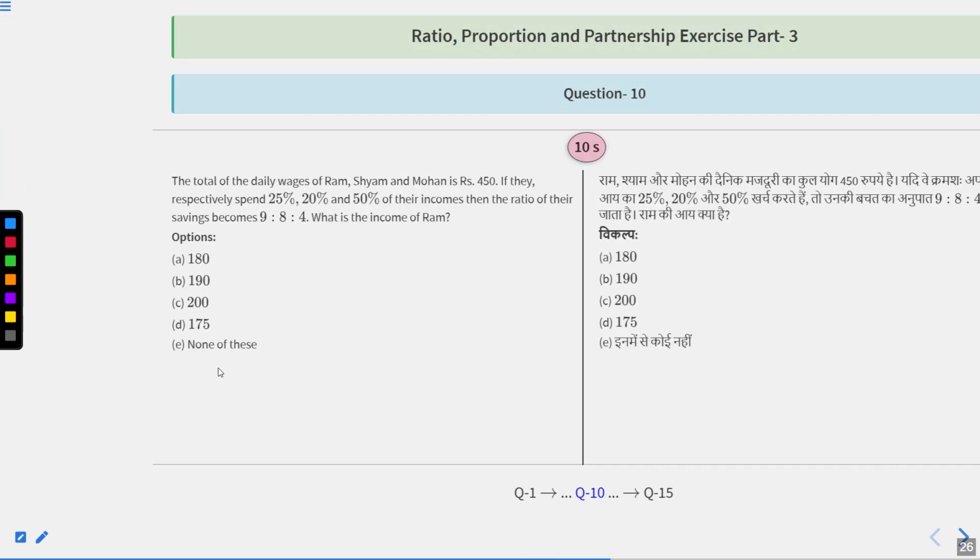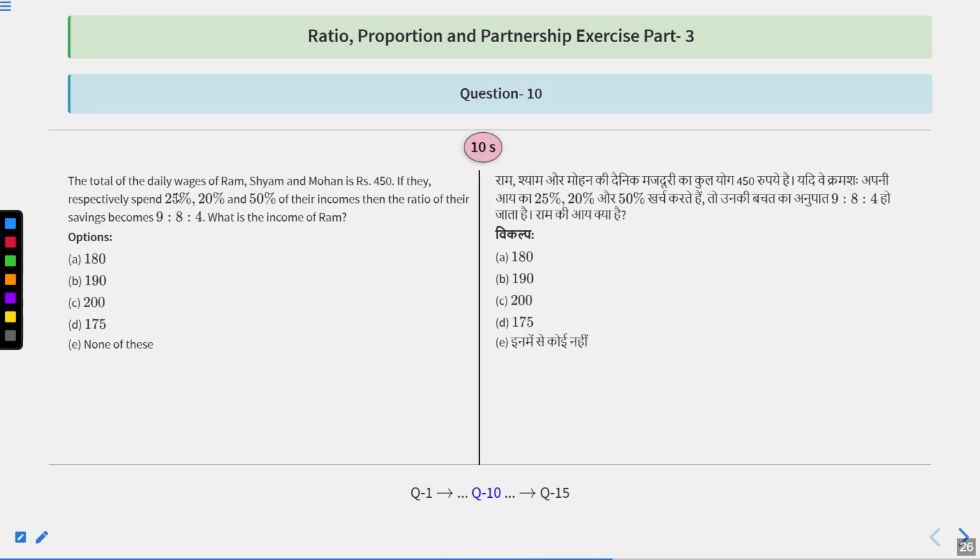Next one. The total of daily wages of Ram, Shyam and Mohan is 450 rupees. If they respectively spend 25%, 20% and 50% of their income, then the ratio of their savings becomes 9:8:4. What is the income of Ram? You have 5 options and 10 seconds to analyze the question. Your time starts now.